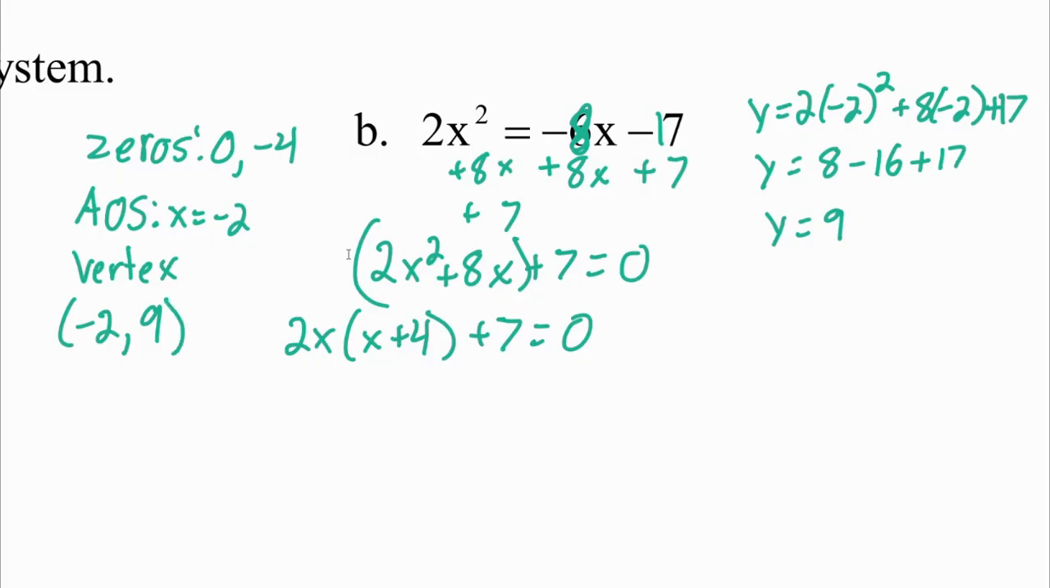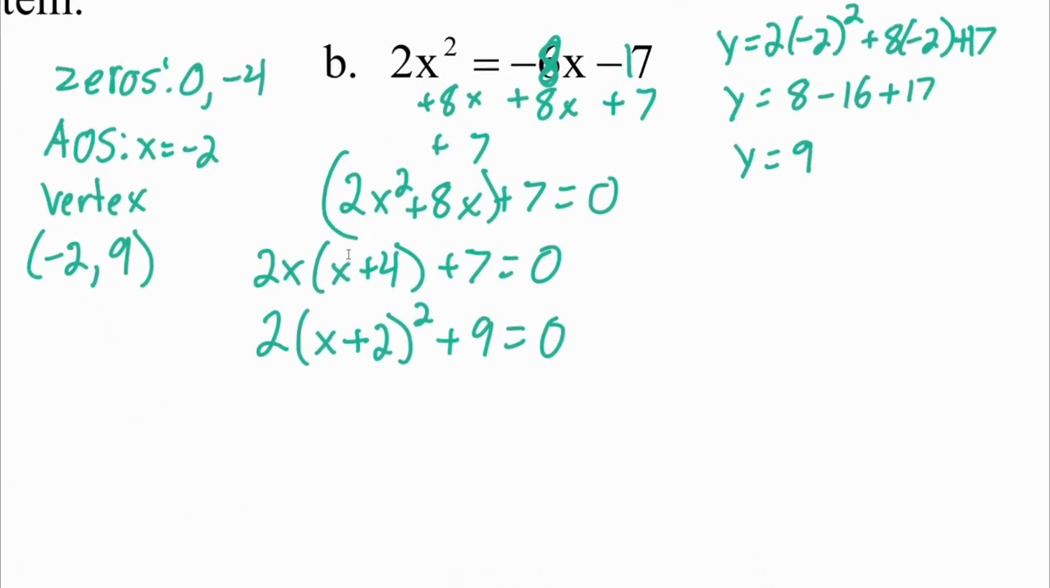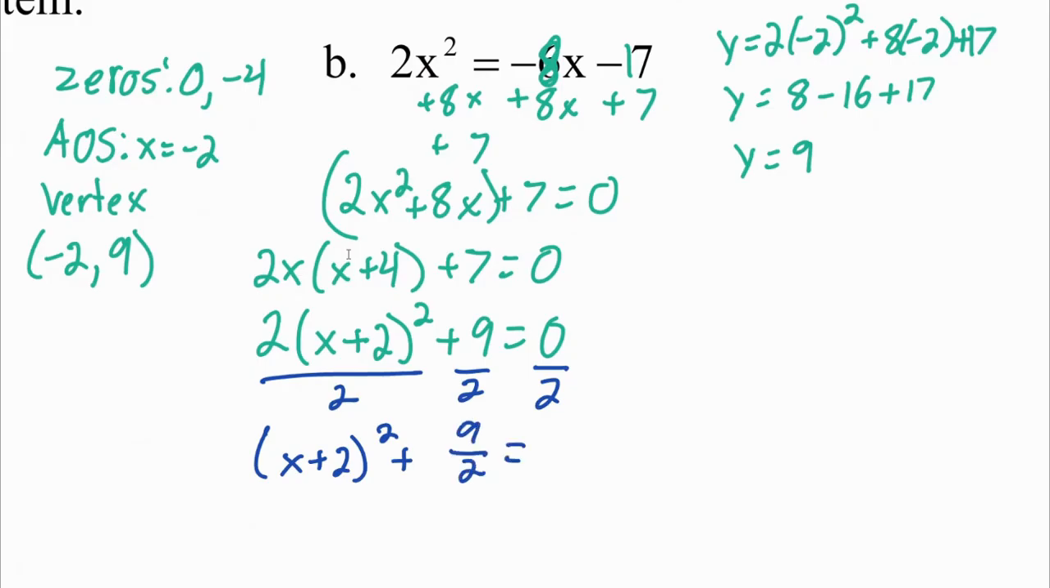So again, this is a shift left 2 and up 9. So we write this as x plus 2 squared plus 9. But then we still need to keep that 2 that was originally out front and bring that down. I know, we're doing a lot. All right, so to solve this with the difference of squares, we divide everything by 2. So we get x plus 2 squared plus 9 halves equals 0.